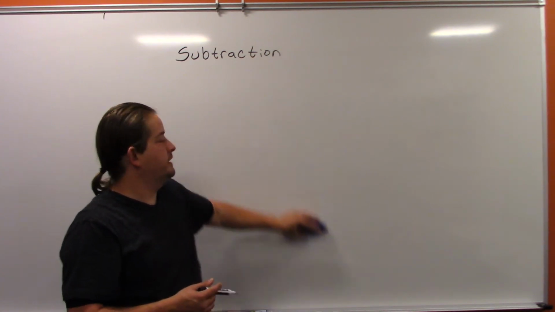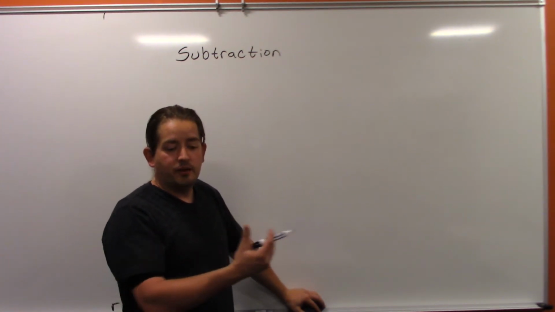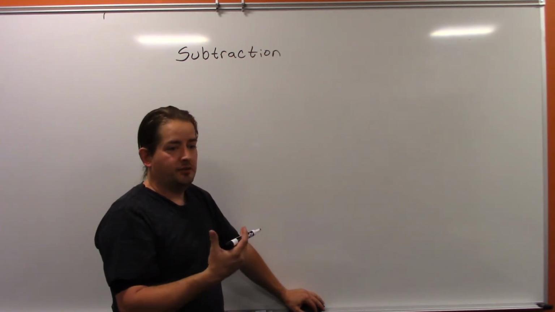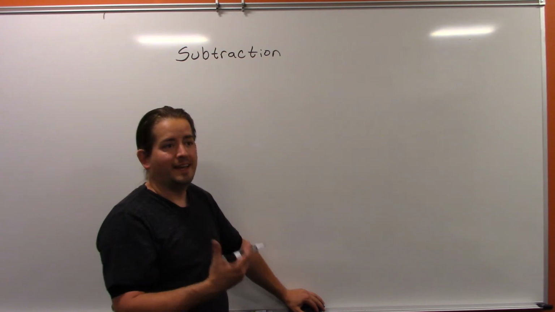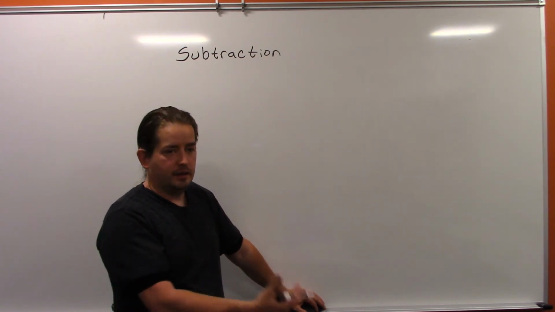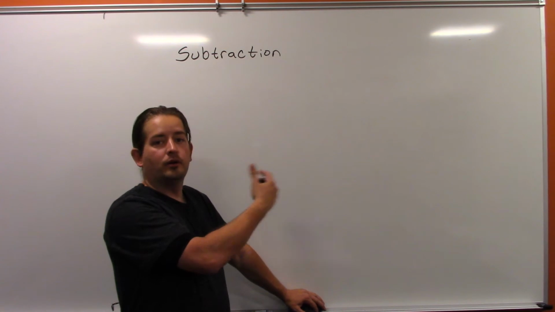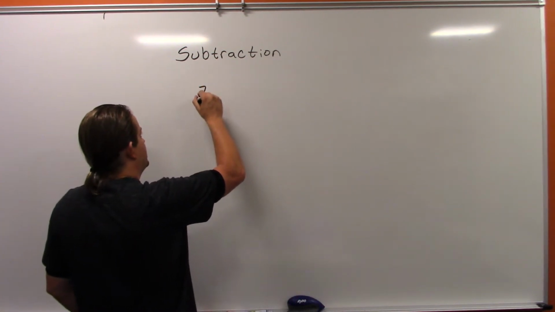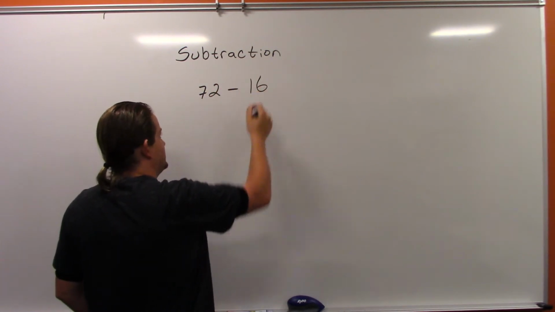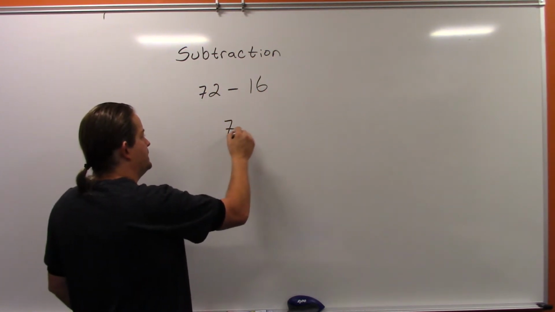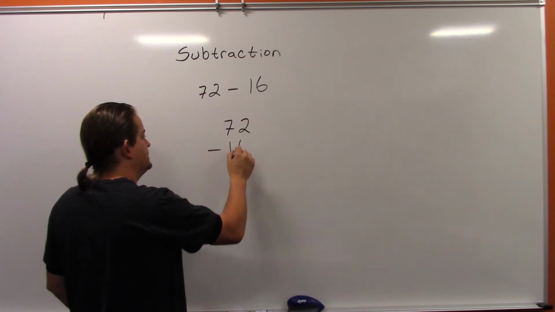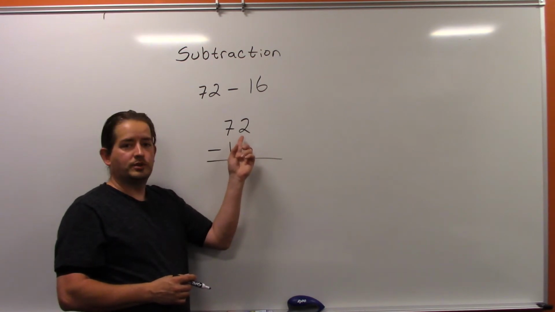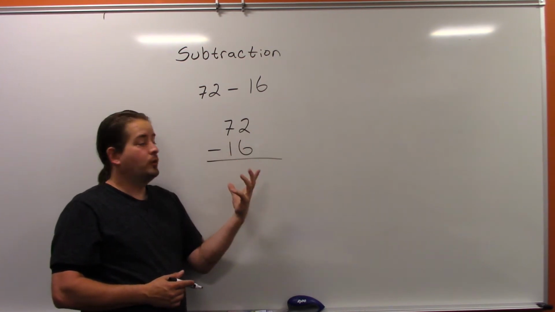Now, in addition, we saw that if we added two numbers and it became more than 10, we had to carry it over into the next column. In subtraction, we have to do kind of the opposite of that. If I can't take away the bottom number from the top number, I have to borrow from the next column over. So this is what that looks like. 72 minus 16, perhaps. If I put these in a column and start with my ones, immediately I cannot take away 6 from 2. There isn't enough here. So I borrow, right?